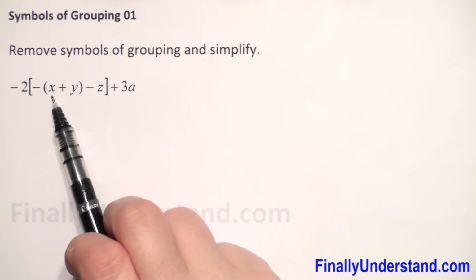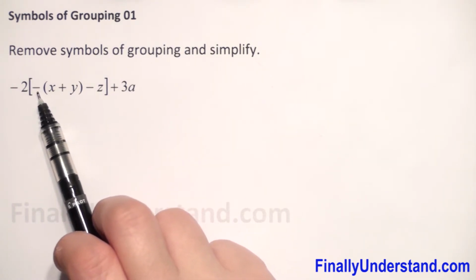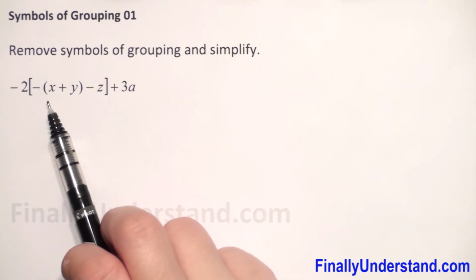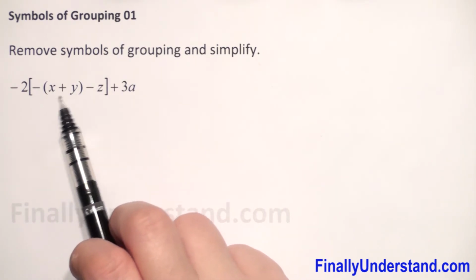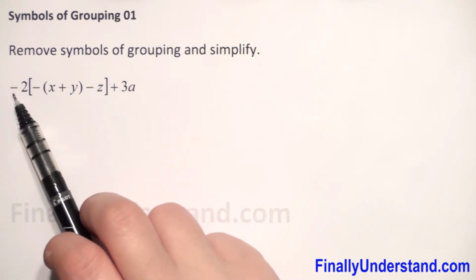inside parentheses we have x plus y, different variables. We don't have like terms, so we have to rewrite whatever we have in parentheses. And before parentheses we have a negative sign. So when we have a negative sign before parentheses, we have to change the sign of every term in the parentheses to opposite. So we start from the left side.